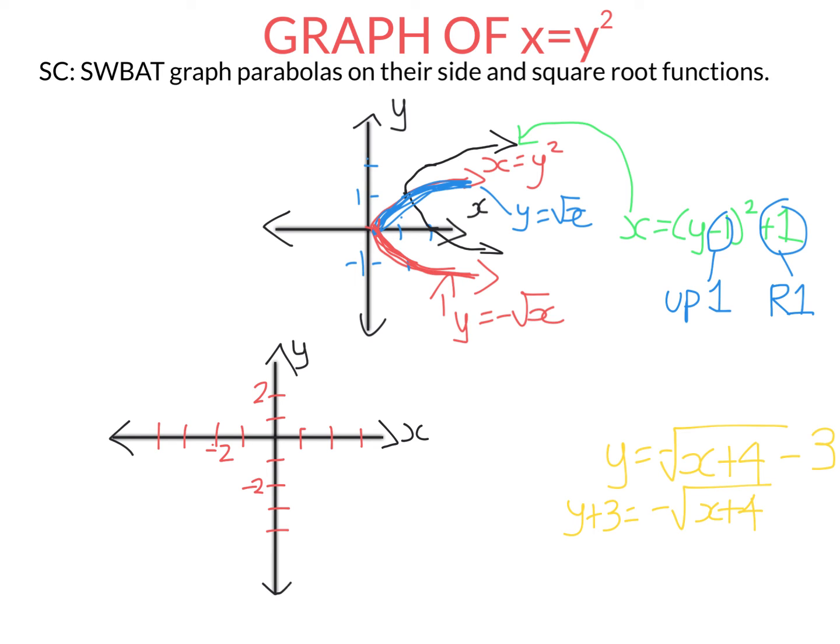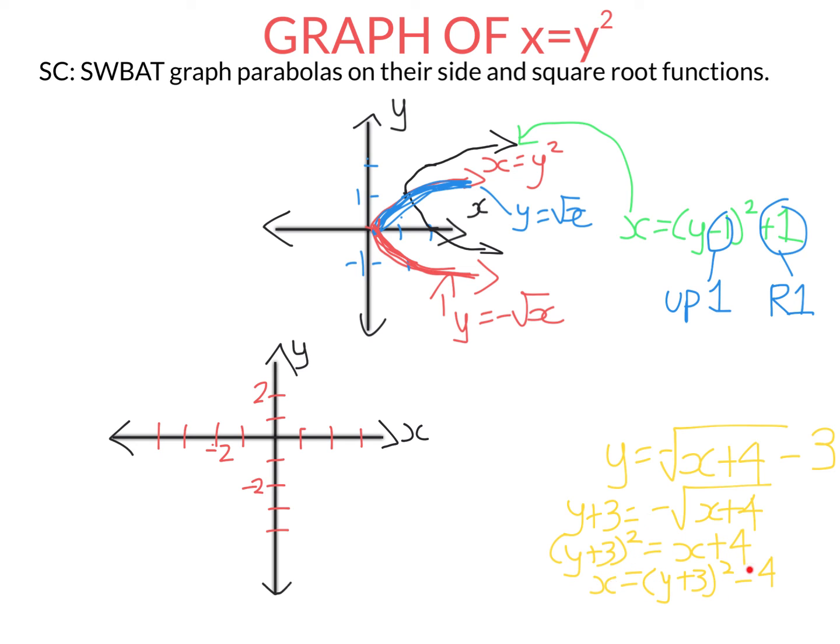So the first thing I do is add 3 to both sides. Now I'm going to square both sides. Now when I square, I'm going to get rid of that negative out the front, but that's okay. Remember, because it was a negative out the front, it just tells me that I'm just looking at the bottom half of the graph. So I want x by itself, so I need to subtract 4 from both sides. So this graph here, this square root function, is the bottom half of this graph here.